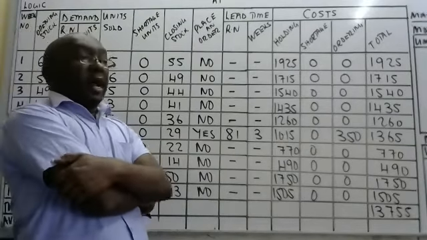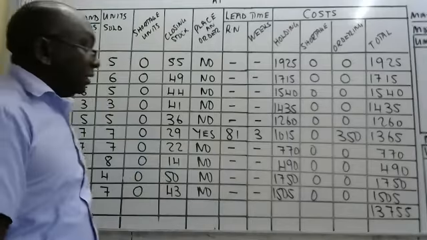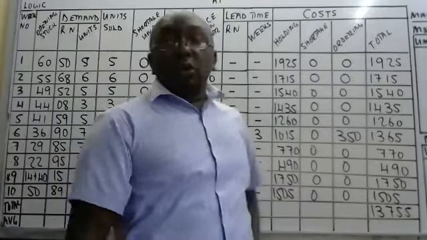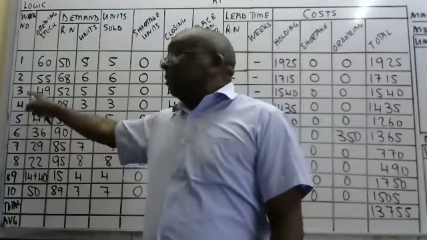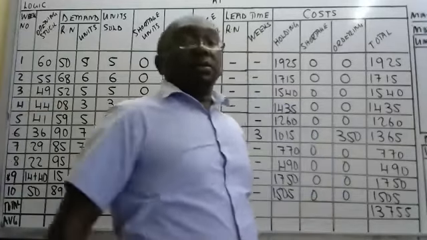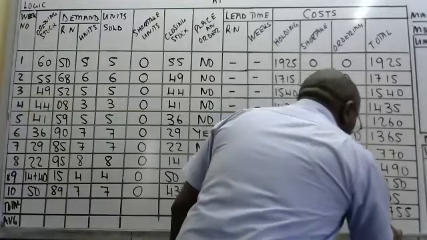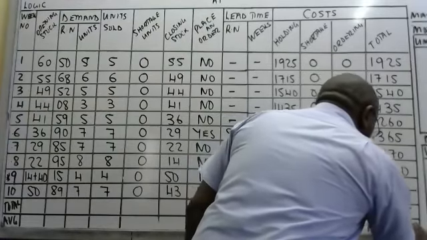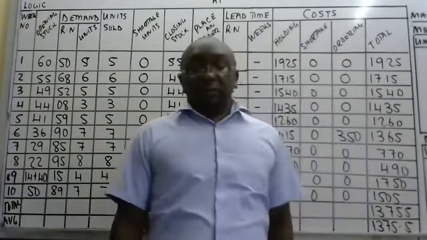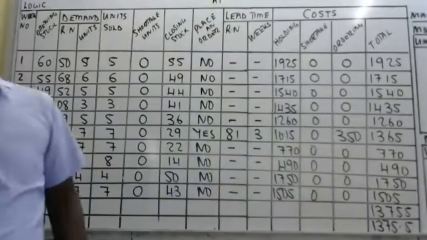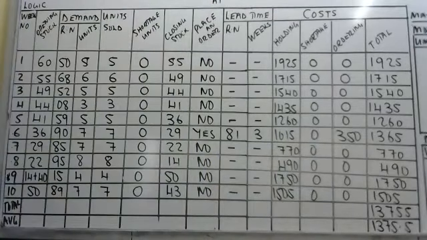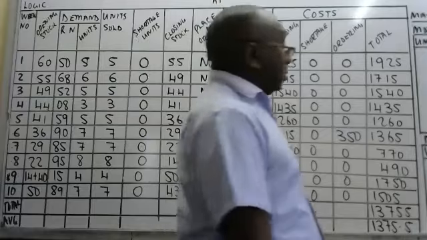Alafu sasa average you divide by 10. This one you divide by 10. You should always divide by the number of runs. This is naitwa runs, the number of trials umefanya. So it should be 1375.5. 1375.5. Any question?